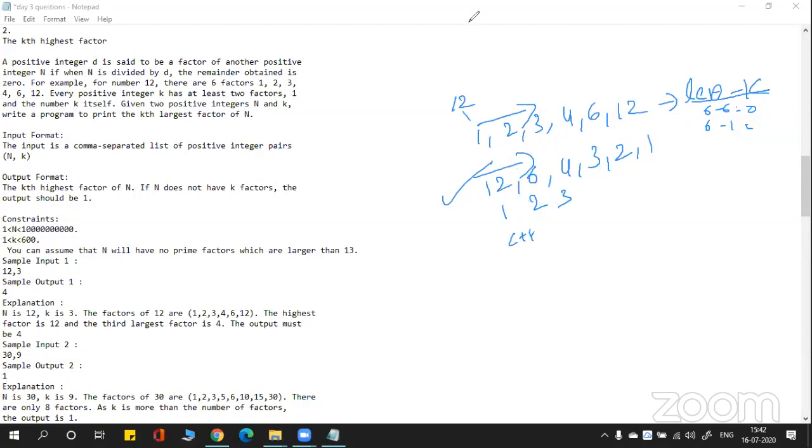I hope everyone understood the logic. Yes or no? Please respond. So instead of starting from 1 to n, I'm starting from n to 1 and then printing. Whenever your k value is equal to that particular count, print that value.